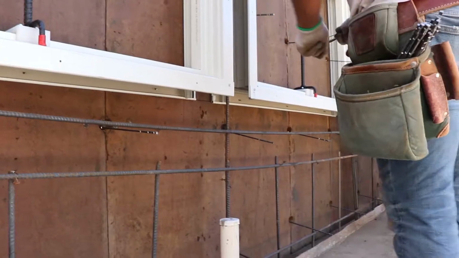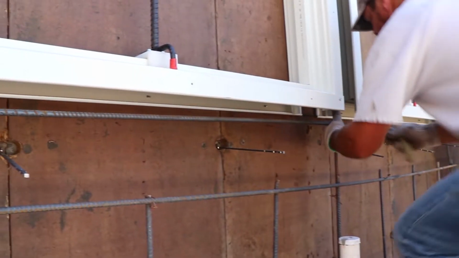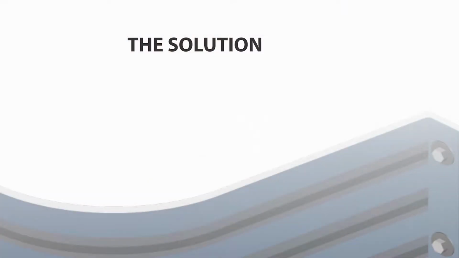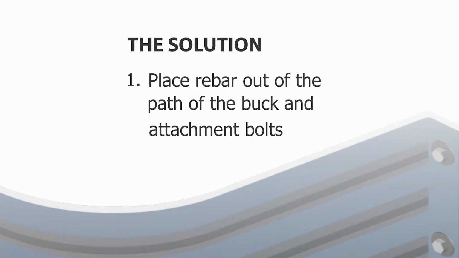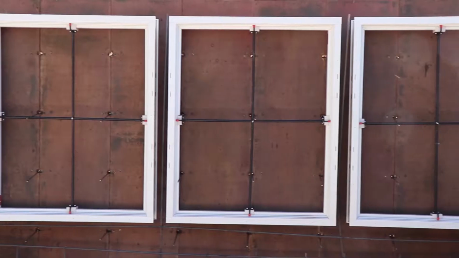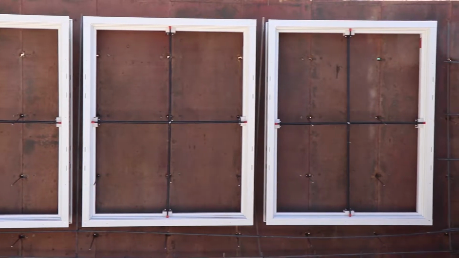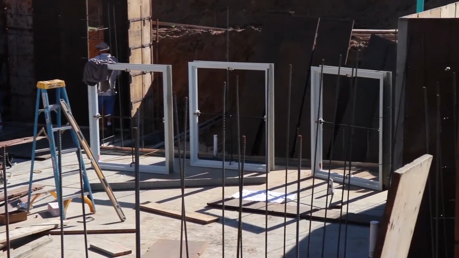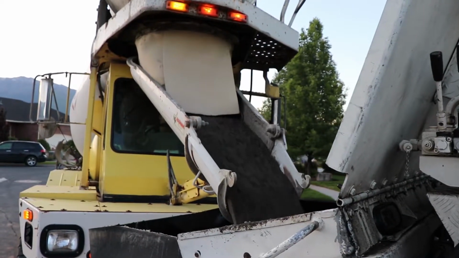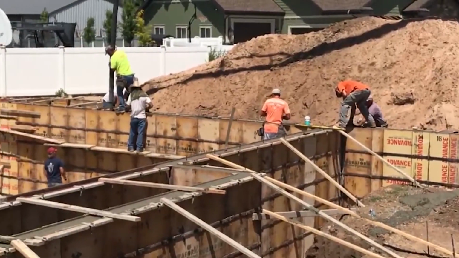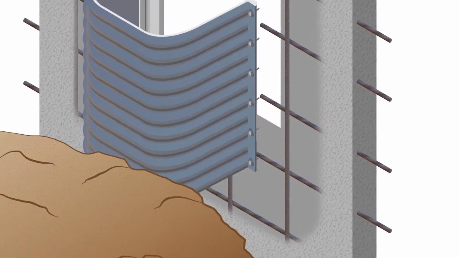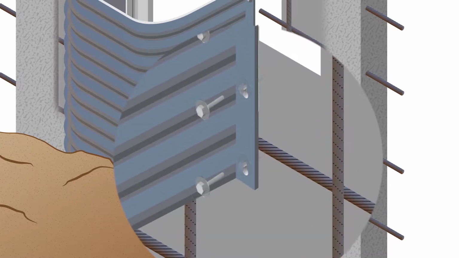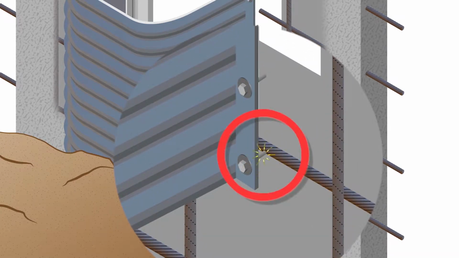In summary, there are 2 things to do to help avoid the creation of a corrosion cell when installing an area well. Number 1, position rebar around a window in a way that the rebar won't make contact with the buck or the mounting bolts. With the considerable amount of rebar going into the foundation, this requires a little planning and inspection before the foundation is poured. If the buck or the attachment bolts end up touching the rebar, there is a high probability that a corrosion cell will be created.